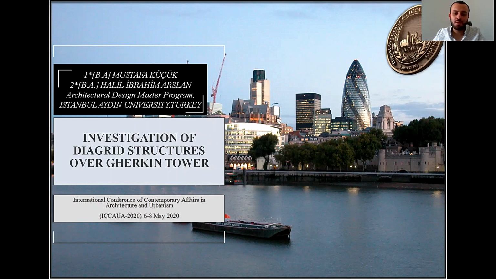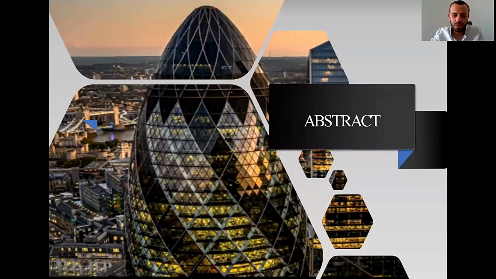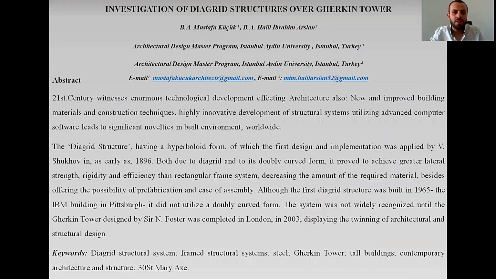I want to present you a part of my article. The presentation has these titles: Abstract, Introduction, Definition, History and Advantage of Diagrid Structure, History of the Gherkin Tower, Interaction of Structural System with Architectural Design in Gherkin Tower, and Conclusion. We start with the abstract.